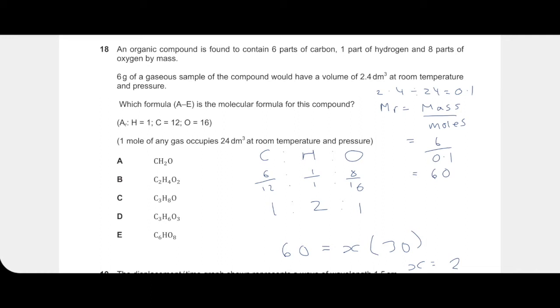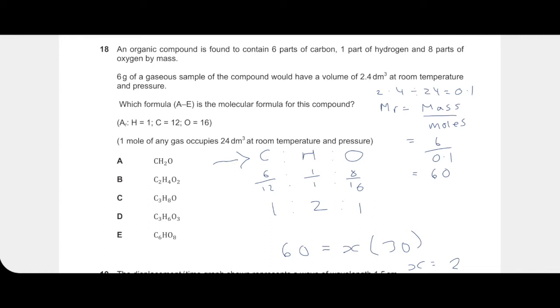So step number 1 will be to work out the empirical formula of this compound. We are informed that this compound has a ratio of 6 parts carbon, 1 part hydrogen, and 8 parts oxygen. To calculate the empirical formula, you get each of these numbers and divide it by their atomic weights. So carbon is 6 over 12, hydrogen is 1 over 1, oxygen is 8 over 16. You make a ratio out of this and you simplify. So the ratio, or the empirical formula, is going to be for every 1 carbon, you have 2 hydrogens and 1 oxygen. So that's step number 1 completed.